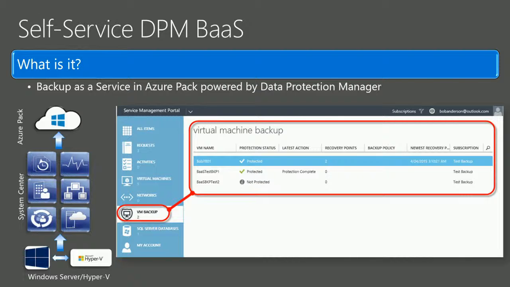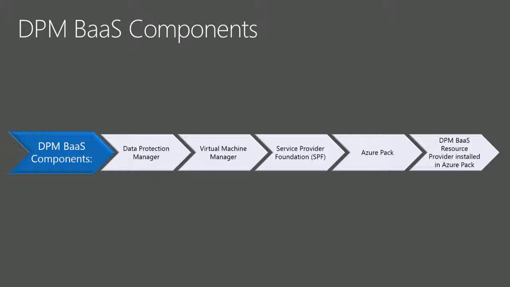So what are the actual components for the BAAS? Here are the components that make up the backup as a service. Of course you need DPM, either one or many DPM servers. You need Virtual Machine Manager with Hyper-V underneath, powering those virtual machines. You need SPF to provide the communications there. You need Azure Pack to be that portal, and you need the new DPM BAAS resource provider. That's what actually brings BAAS into Azure Pack.